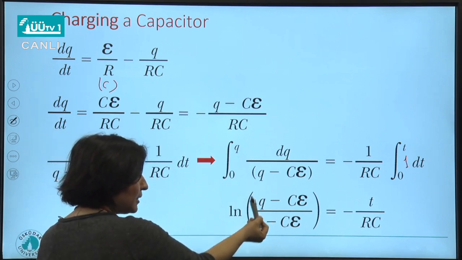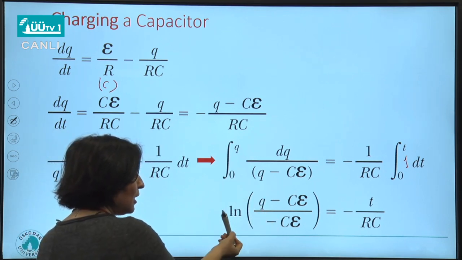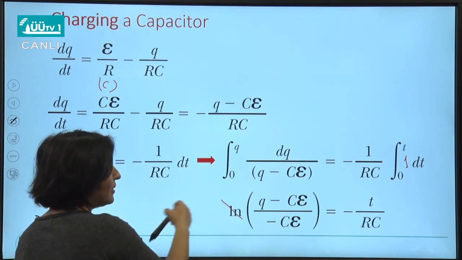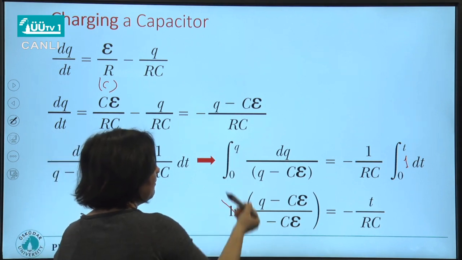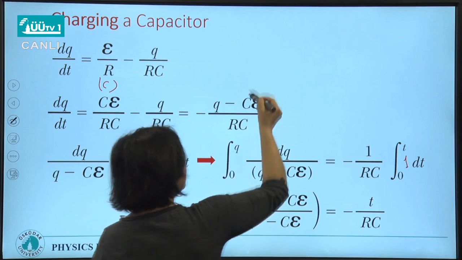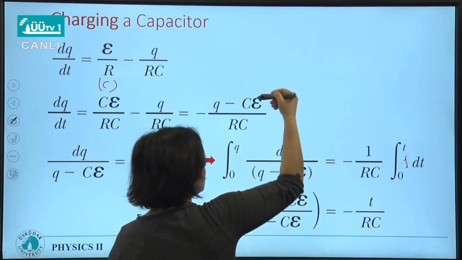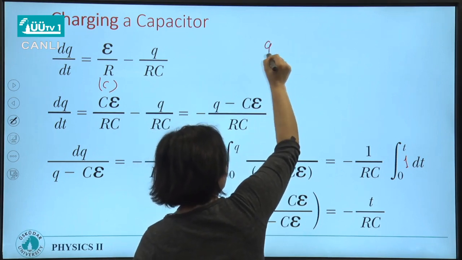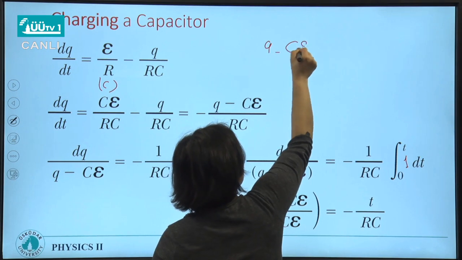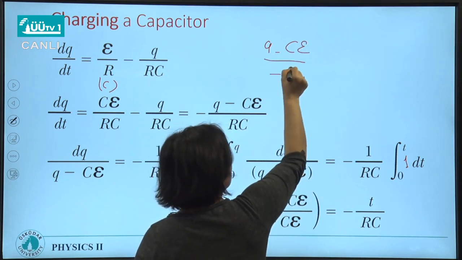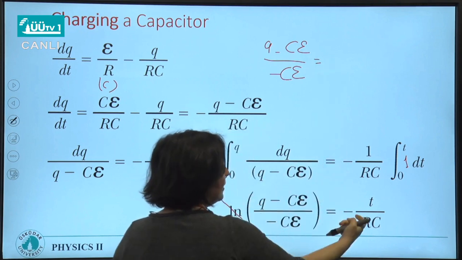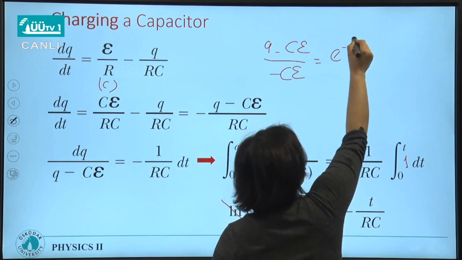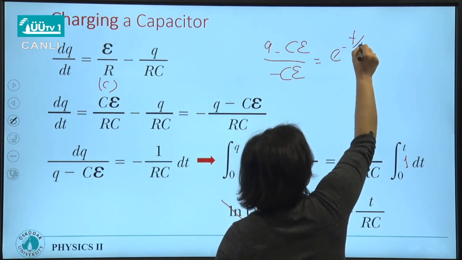But I want to get an equation for q, so I need to eliminate the natural log. How can I do that? If I take this as e to the power, it will be e to the power ln, so I can write directly this equation: (q minus c epsilon) over (minus c epsilon) equals e to the power of minus t over RC.